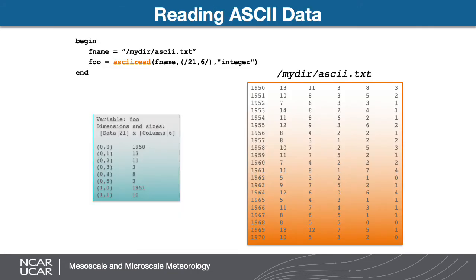Next, I'm going to show you how you can easily read in ASCII data with NCL. You basically point to your file name. We're going to use the function asciiread, and we know how many rows and columns are in this file. We're going to say it's 21 by 6, and we know that it's all integers, so we want to read it in as integers. When we actually print that out, it prints out 00 1950, 01 13, etc. And that's how you can really easily read in your ASCII data.